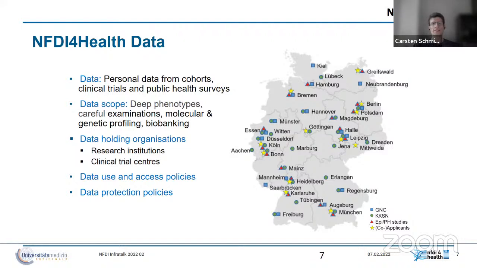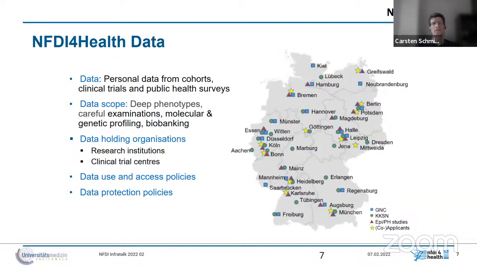So what is characteristic of us is that in many of the studies in the field, we have very broad characterization in terms of health of our participants, very careful examinations and characterization that may be phenotypes, but it's also at the molecular basis. It may be images, and it's quite broad. The data holding organizations mainly are research institutions and then clinical trial centers. So what we do is research focused. It is not healthcare. That is, again, something quite different from what we do.